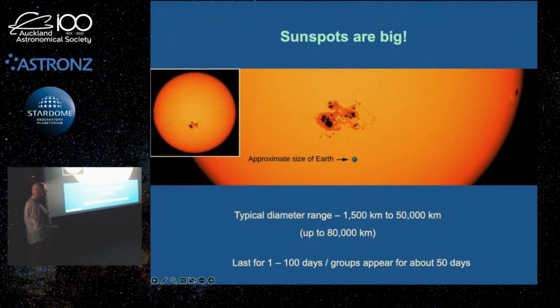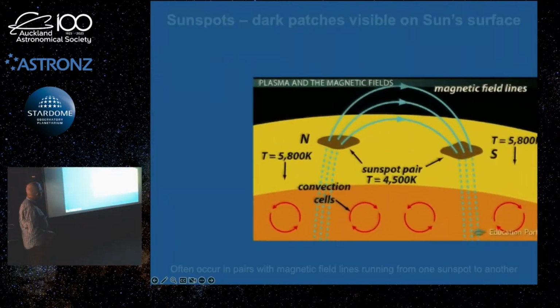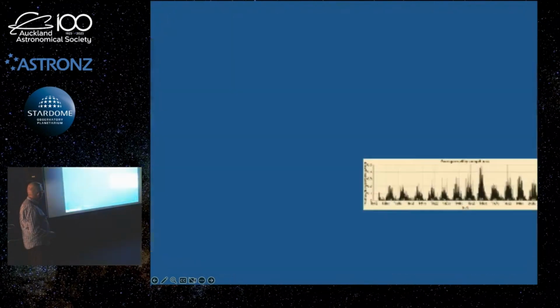There's the size of the Earth in comparison, so that's how big we're talking. Some of these large sunspots come as individual ones, pairs and groups of them. They last anywhere between 1 and 100 days. The groups can appear together for up to about 50 days. And we've looked at that one there.